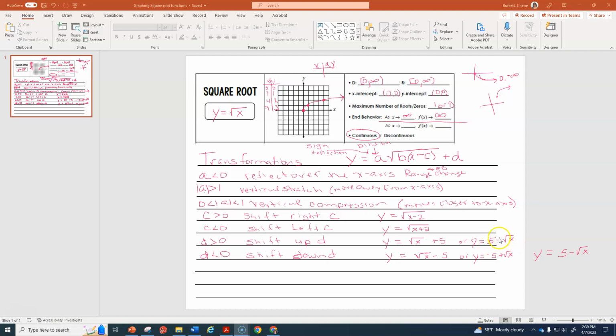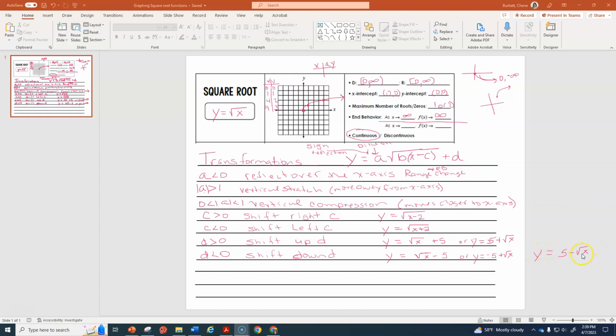If you do not see a plus or a minus sign, that means it's an A value because you're multiplying. So you have to see that plus or a minus sign. This would shift it up 5 because this 5 is positive. This would shift it down 5 because the 5 is negative. Do not get confused with this problem.